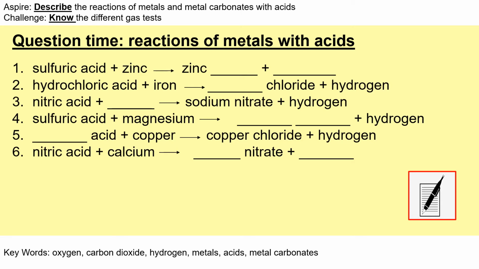Question number 5, something acid plus copper gives copper chloride plus hydrogen. And question 6, nitric acid plus calcium gives something nitrate plus something. So I'm going to give you 5 minutes to complete these reactions of metals with acid. Off you go.